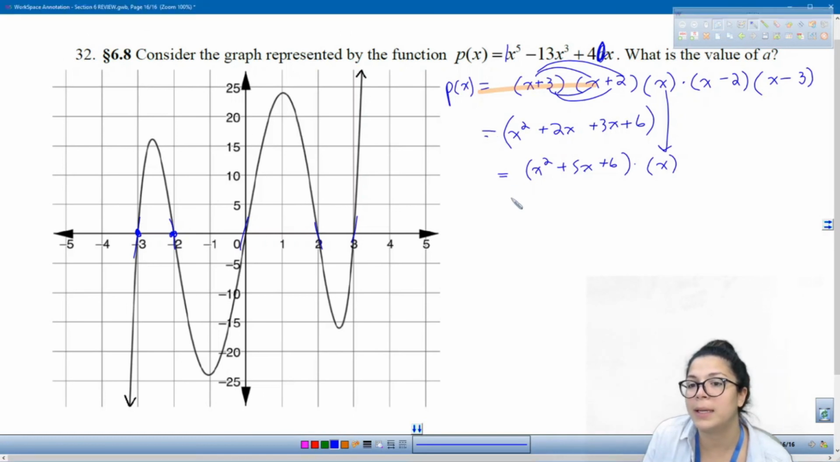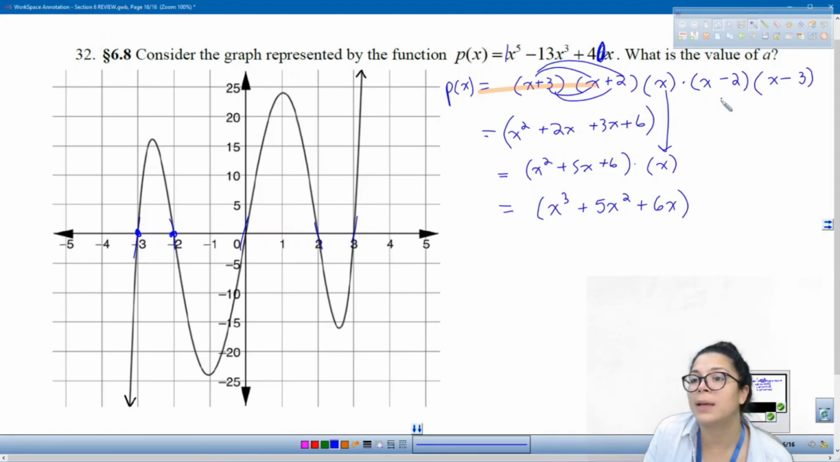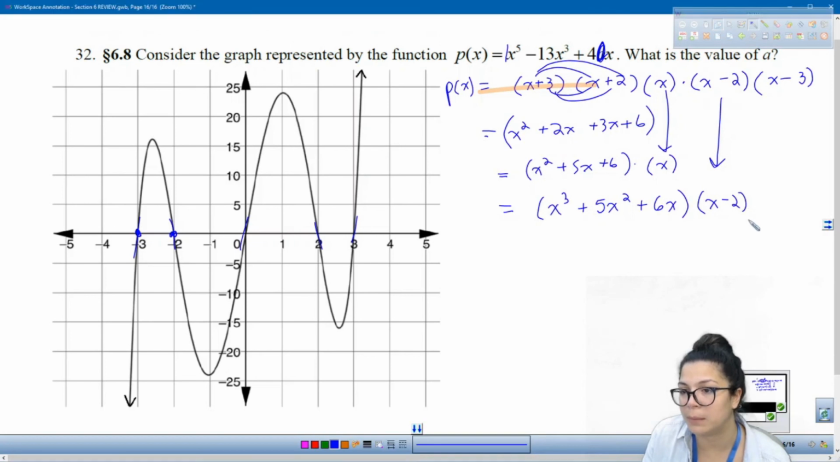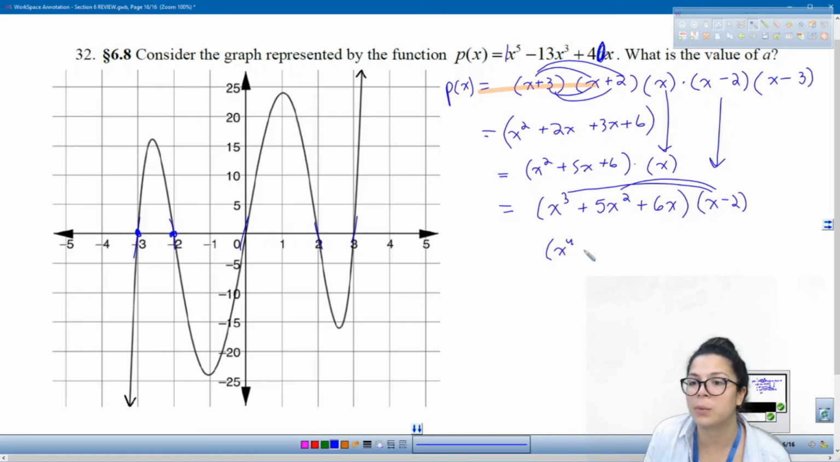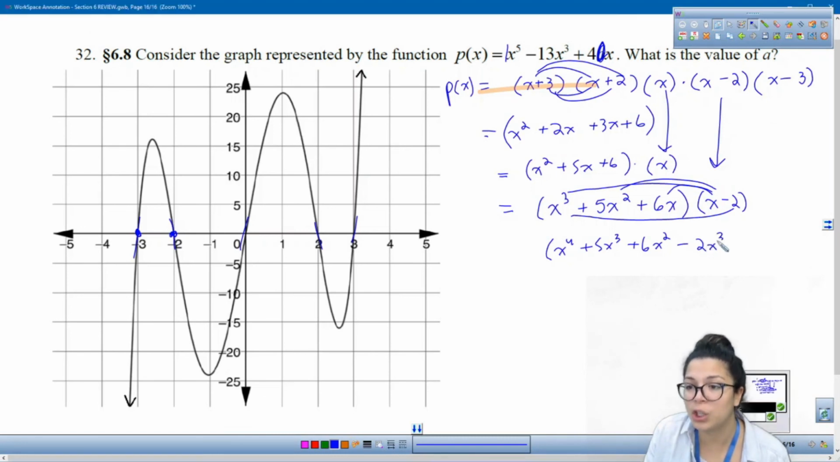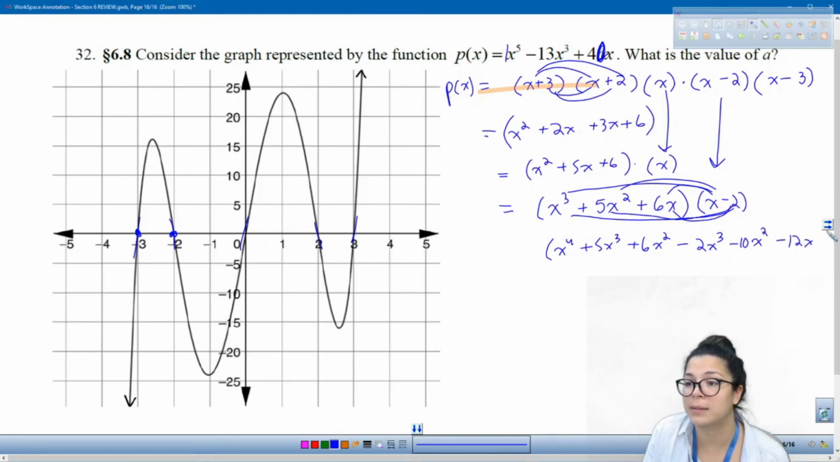So now I'm going to distribute x, which is easy. x squared times x is x cubed. x times 5x is 5x squared. And x times 6 is 6x. Then now I can multiply the x minus 2 in. x times x cubed is x to the power of 4. x times 5x squared is 5x cubed. x times 6x is 6x squared. Negative 2 times x cubed is negative 2x cubed. Negative 2 times 5x squared is negative 10x squared. Negative 2 times 6x is negative 12x.